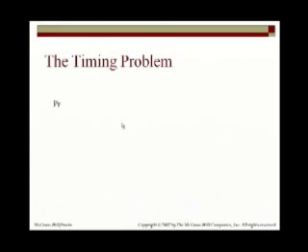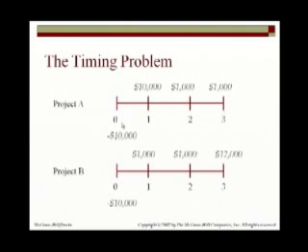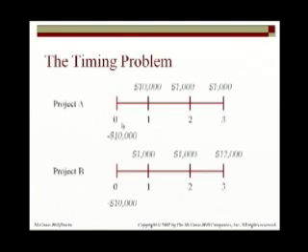The timing problem: if we look at two different projects, you can see they both cost $10,000. Project A gives back $10,000 at time 1. So in other words, the big cash flow is at the start of the project. With Project B, we get a big cash flow, but it's at the end of the project. And that's the timing problem. Now, if we look at the net present value profiles of these two projects, A and B, just to refresh your memory, A is front-loaded and B is back-loaded.